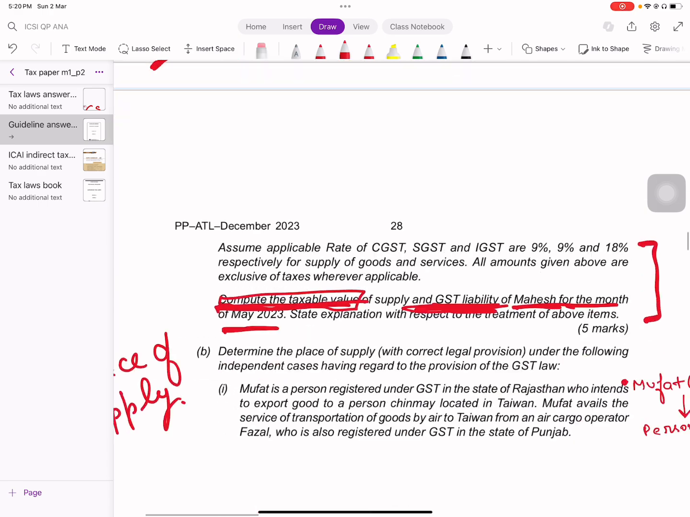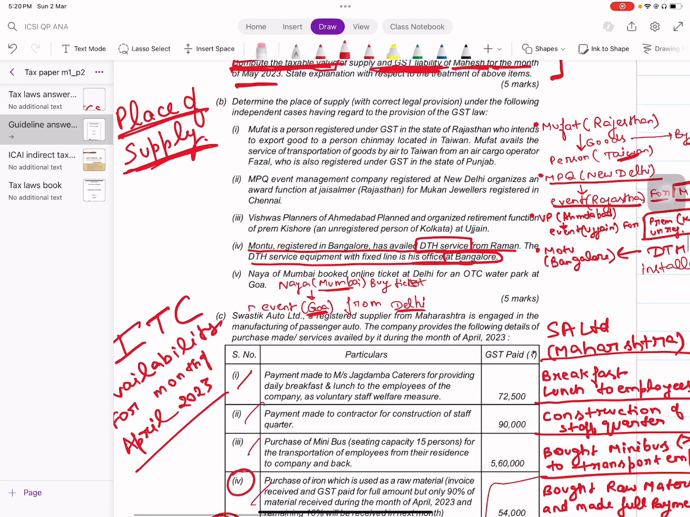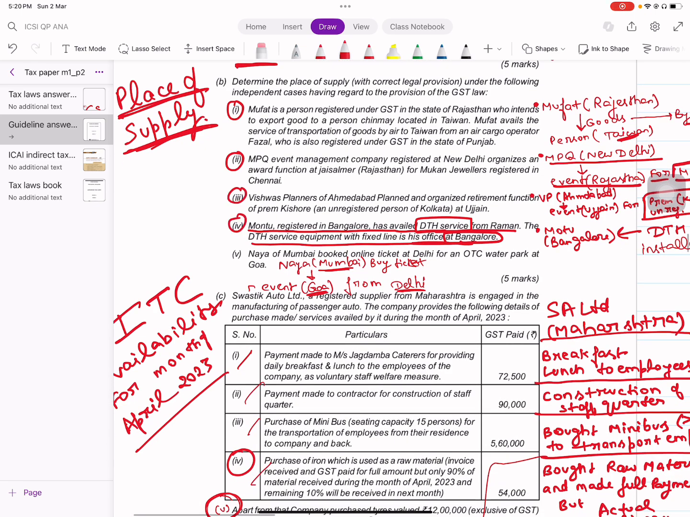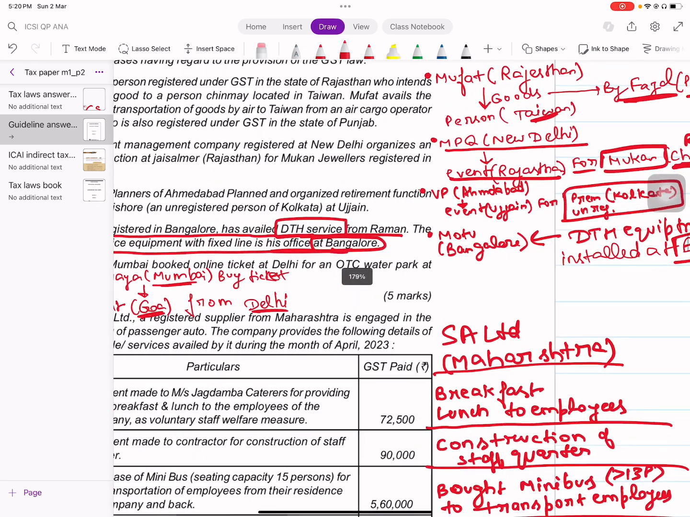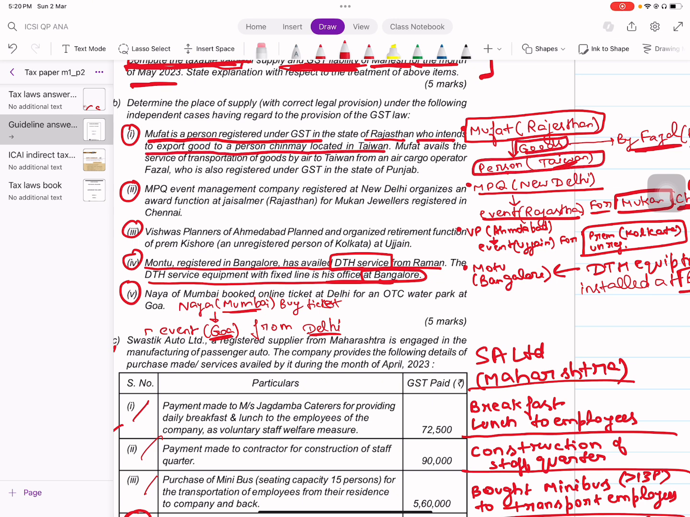Now, let's move on to question number 1B. Question number 1B asks about place of supply. We have to determine the place of supply in the given transactions. Transaction 1 states that Mufat is a person registered in GST in the state of Rajasthan, who intends to export goods to a person, Chinmay, located in Taiwan. Export goods, person in Taiwan.